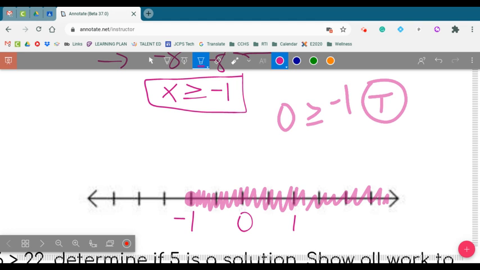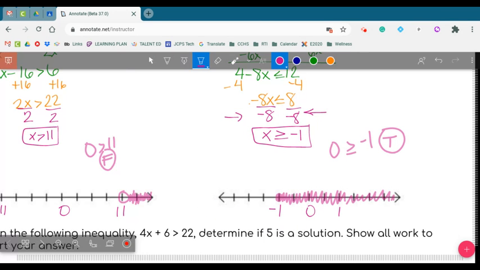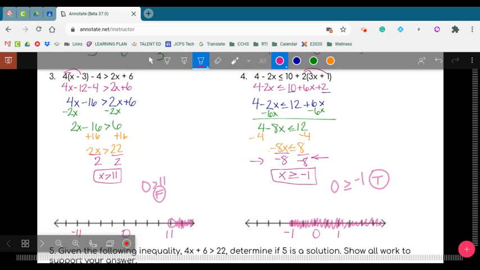Okay. Let me know if you guys have any questions on that problem. So on both 3 and 4, those are a little bit more difficult because there are more steps than 1 and 2. So keep that in mind.